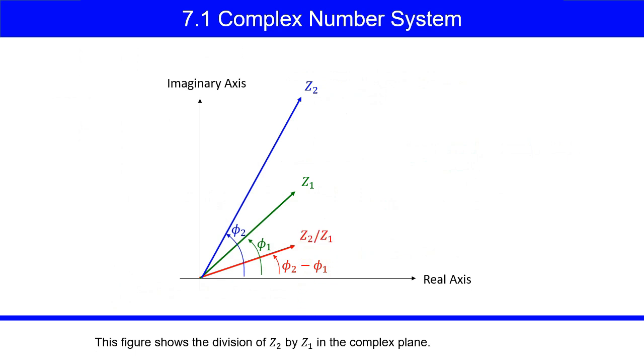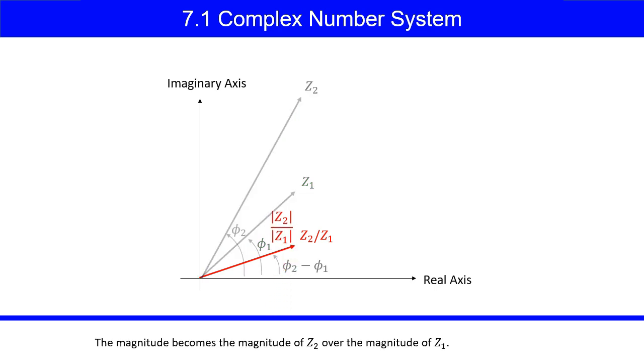This figure shows the division of Z2 by Z1 in the complex plane. The magnitude becomes the magnitude of Z2 over the magnitude of Z1. And the angle becomes phi 2 minus phi 1.